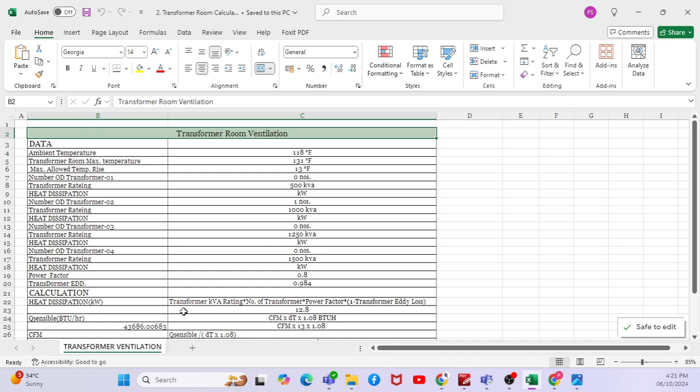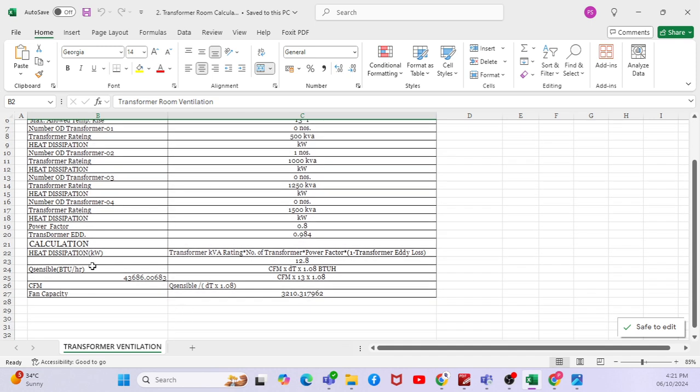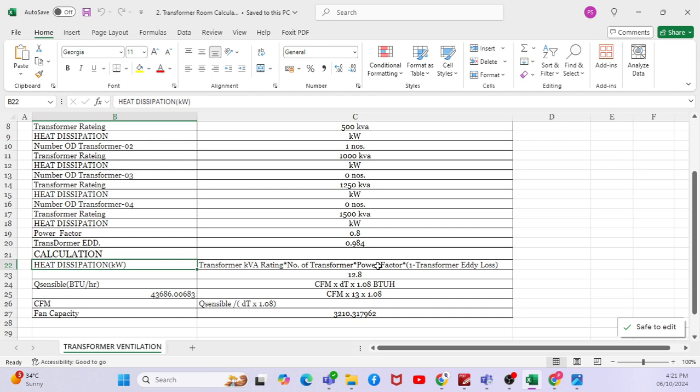How to calculate transformer heat dissipation, this is the equation: transformer kVA rating multiplied by number of transformers, multiplied by power factor, multiplied by 1 minus transformer eddy losses. By using this equation, you can calculate the heat dissipation of the transformer room.